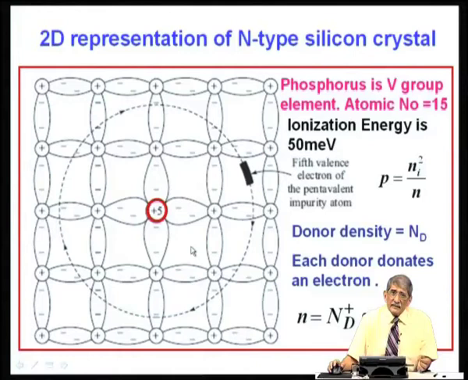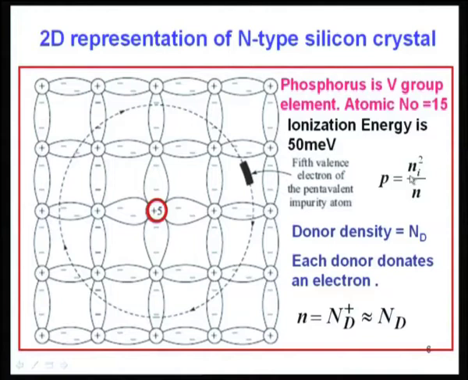The thumb rule is that the p n product is n i squared. n i is 1.5 times 10 to the power of 10. So, n i squared is 2.25 times 10 to the power of 20. So, if I have donors which are 10 to the power of 15, n is equal to 10 to the power 15. So, p will be 2.25 times 10 to the power 20 divided by 10 to the power 15. That means, hole concentration will be about 10 to the power of 5 only.